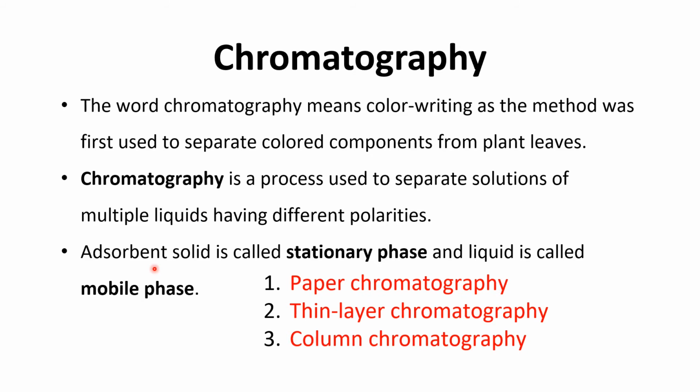The chromatography consists of two phases. One is the stationary phase and another is the mobile phase. The stationary phase is the adsorbent solid and the mobile phase is the liquid. I'll be talking about these phases more in the coming slides. There are three types of chromatography which we are going to study. First is paper chromatography, second is thin layer chromatography, and the third is column chromatography.